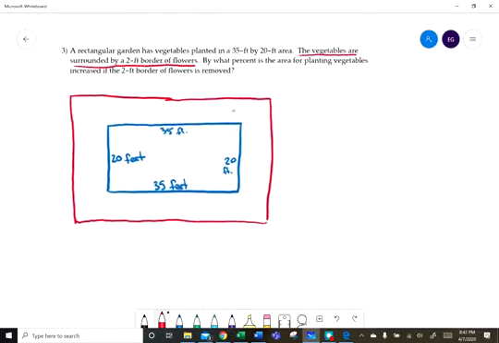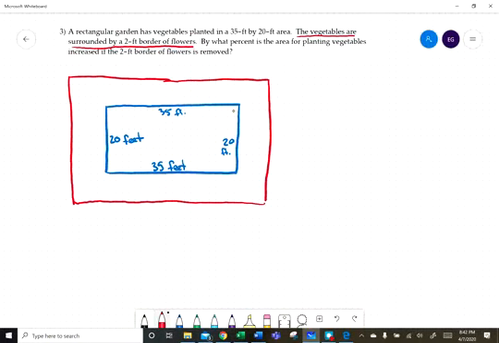It's a 2-foot border, so the distance from here to here is 2 feet. And if there's 2 feet on the right, there's also 2 feet on the left. So I'll say 2 feet in this direction, and there's 2 feet on the top, and we've got 2 feet on the bottom. So how big is the red rectangle?